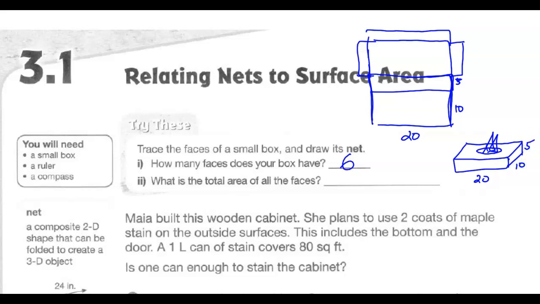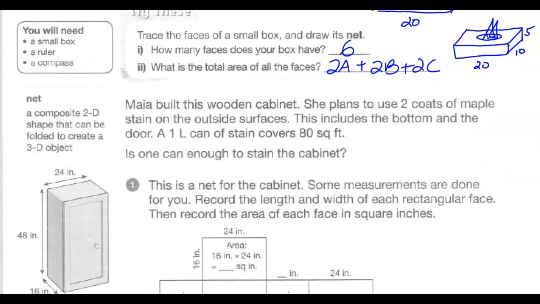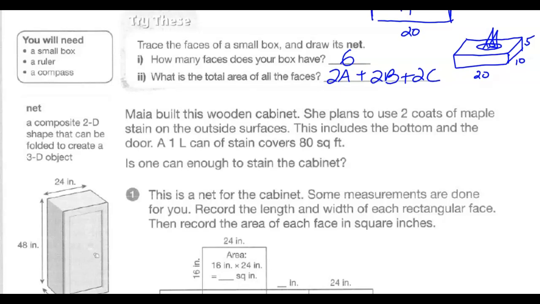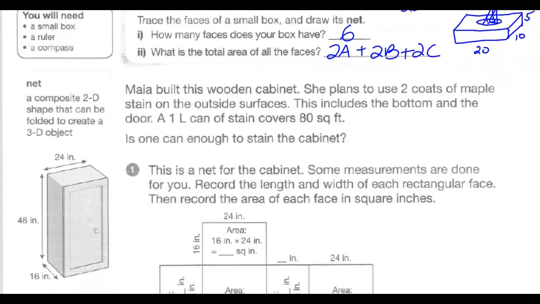And so basically, just like the last question in the getting started, you would have 2 of, I'll call this A, right? So you'd have 2A plus, I'll call this B, 2B, and I'll call this C, plus 2C. So you can calculate that on your own. I'm not going to worry about the actual calculations right now because we'll get into that in this unit.